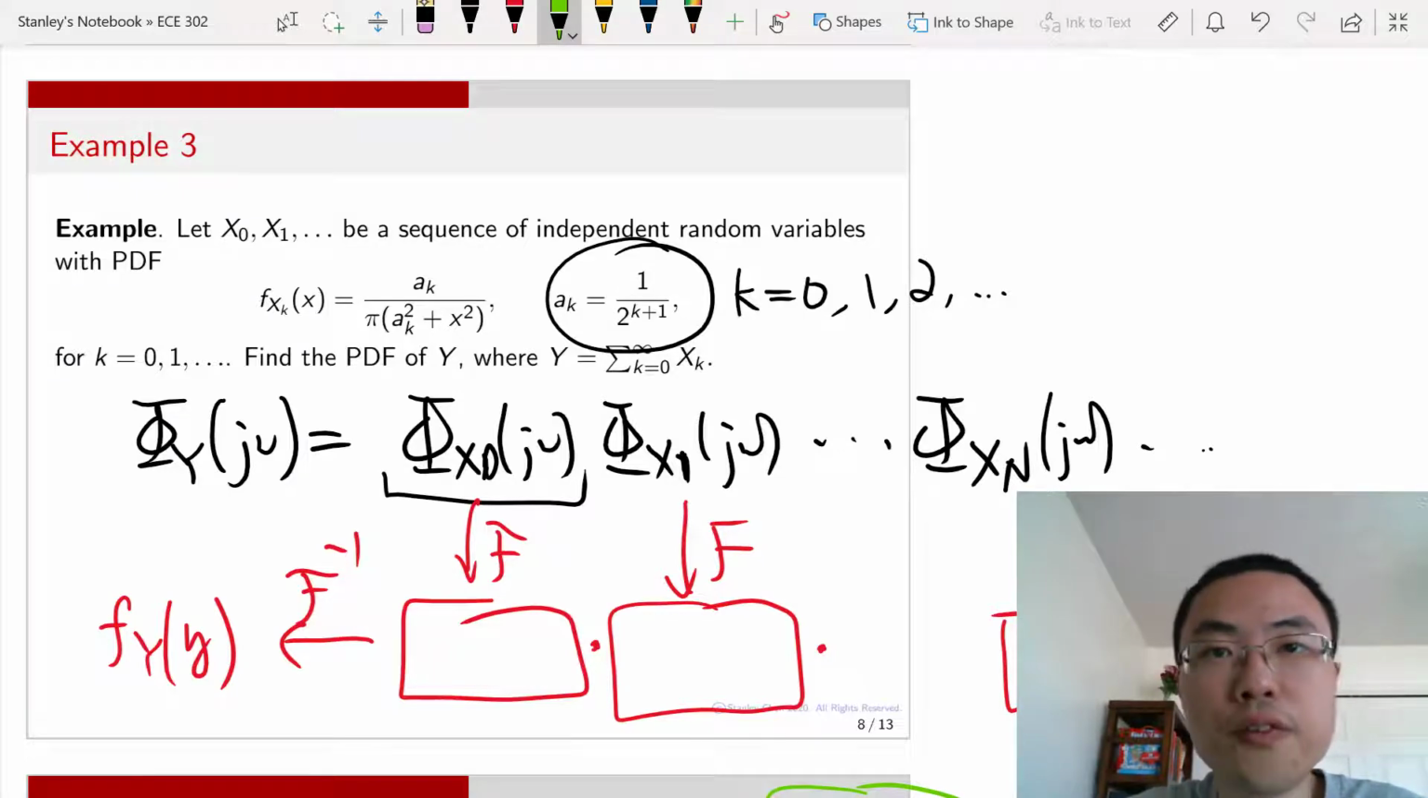So that is the flow of how we calculate the PDF of y.